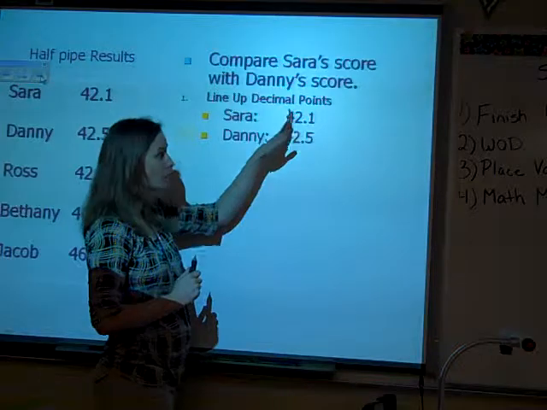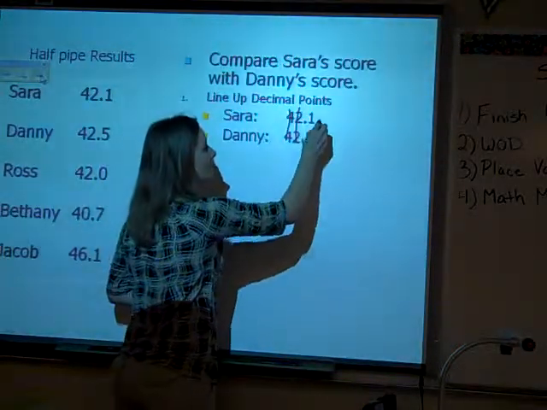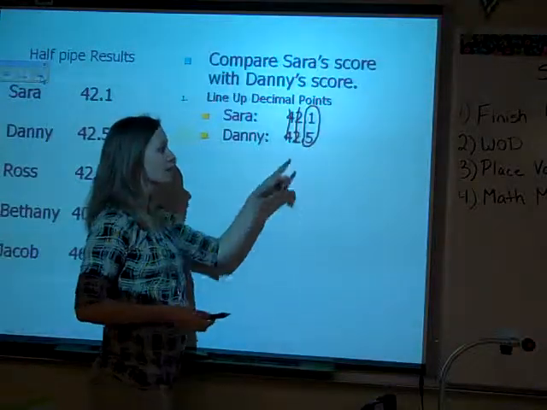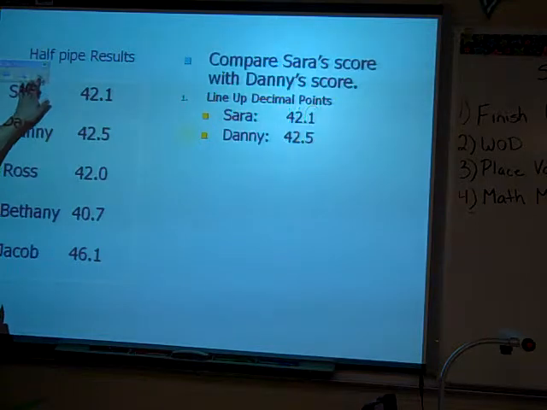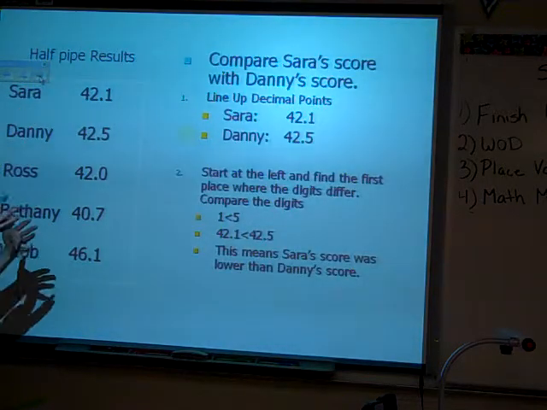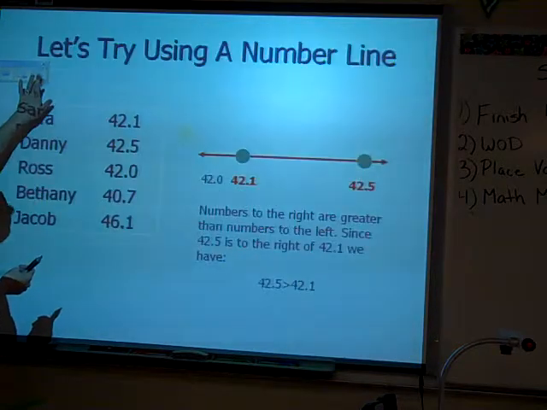Then there's 2 in both ones places, so that doesn't help us. So then we look at the next biggest place value, which is the tenths. And which is larger, a 5 or a 1? A 5. So you know that Danny's score is greater than Sarah's score. And that's going to tell you exactly what we just talked about.